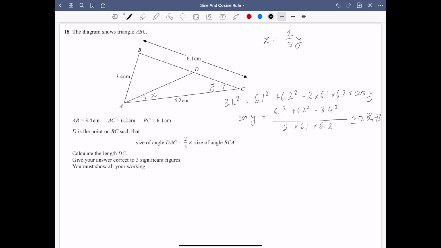Again, all these questions today are going to be calculator questions. They're all from calculator papers. So we can do inverse cos of this and get that y is roughly equal to 32.08. So we know this angle, which means we know this angle, because x is equal to 2/5 of y. So that's roughly equal to 12.83.